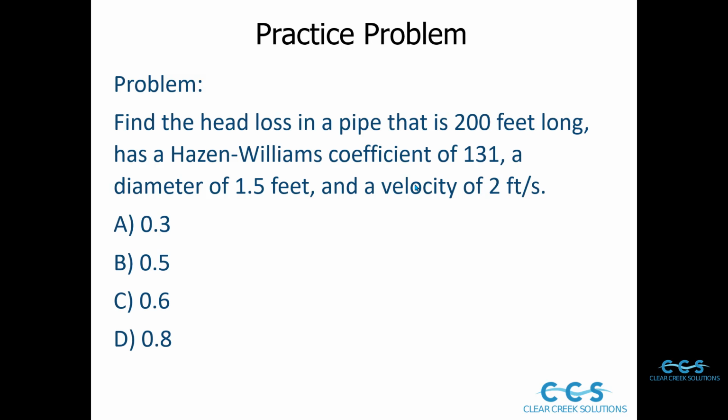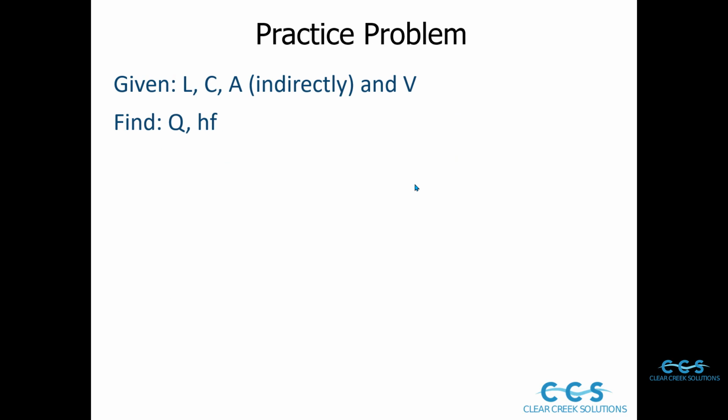Here's the problem statement. Find the head loss in a pipe that is 200 feet long, has a Hazen-Williams coefficient of 131, a diameter of 1.5 feet, and a velocity of 2 feet per second. The answers are given below, A, B, C, D. We have to find the answer here.